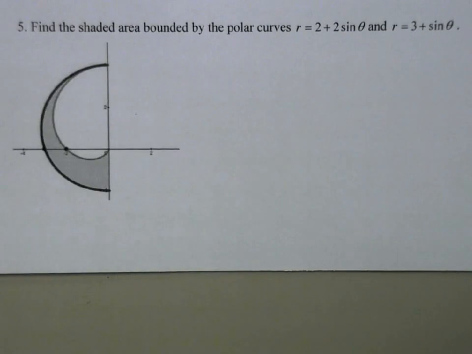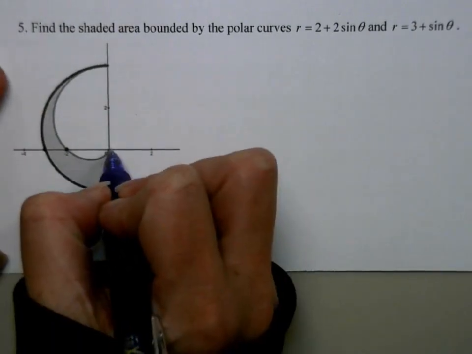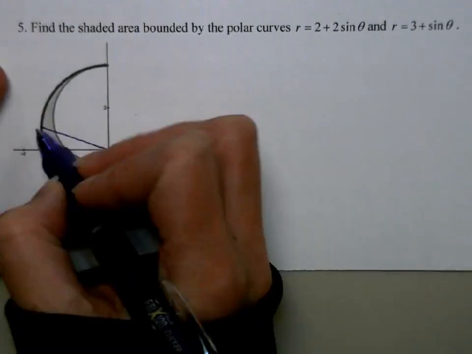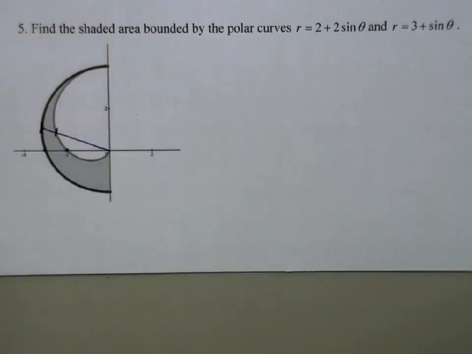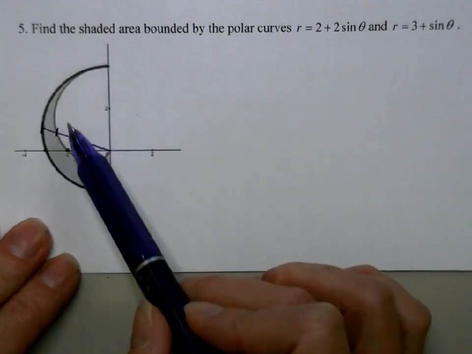Now we're going to look at the area bounded by 2 polar curves. Okay, so from the origin, if I were to draw a cross section out here, I've got an outside and an inside. So what we're going to do, and this is fairly straightforward, we're going to find the area of the outside function and then subtract the area of this inside one.